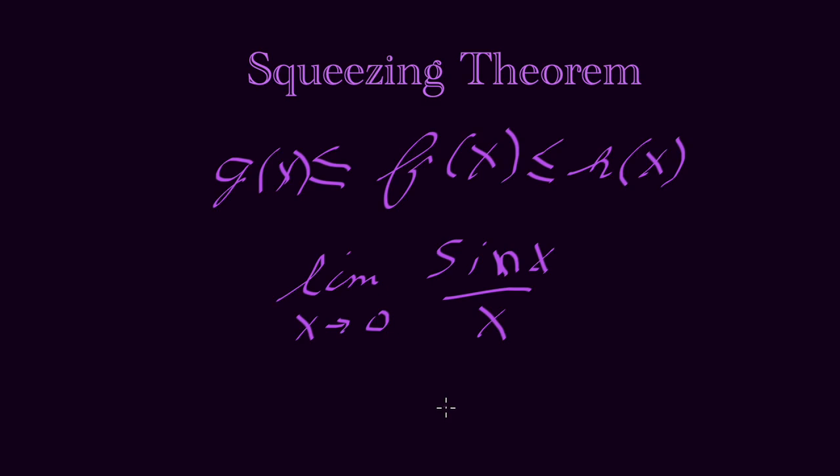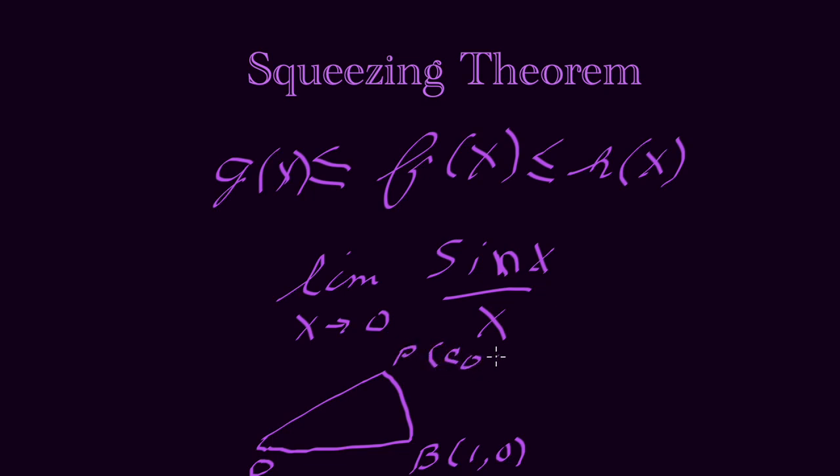Let f of x be the area of a unit sector OBP. So draw the sector where O is at the origin, B is at (1, 0), and P up here will be at the cosine x and the sine of x. And x is the radians of that angle.